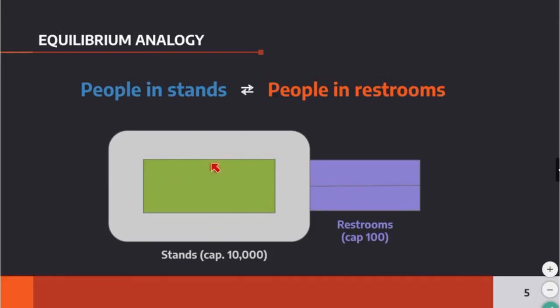But now, with fewer people in the stadium, fewer people will enter the restroom. So now maybe 10 people are flowing out a minute, but only 5 people a minute are flowing in. That'll decrease the number of people in the restroom until it balances out again, until the 5 people flowing in is equal to the 5 people flowing out. And so that's sort of what happens when we change the conditions: the reaction rate flowing in and out, flowing left and right, will no longer be in equilibrium, and the reaction will shift until it reaches a new equilibrium.